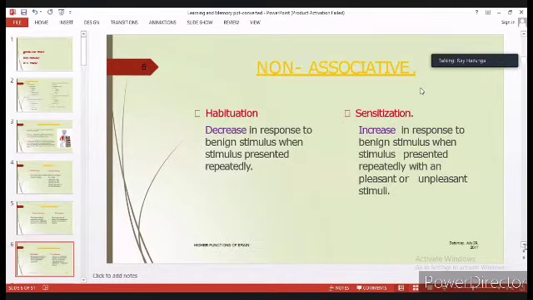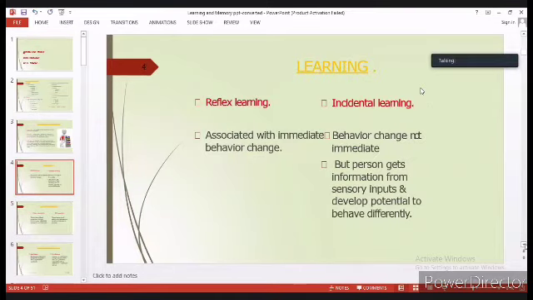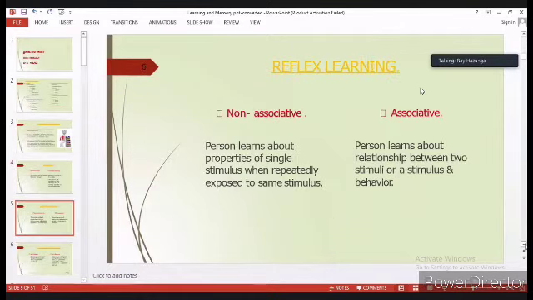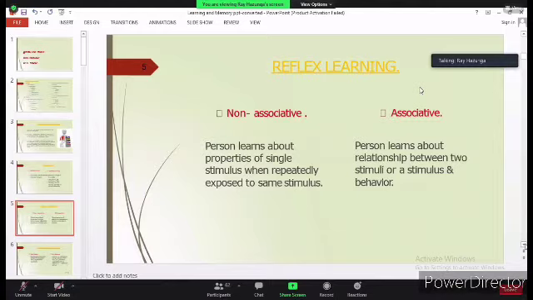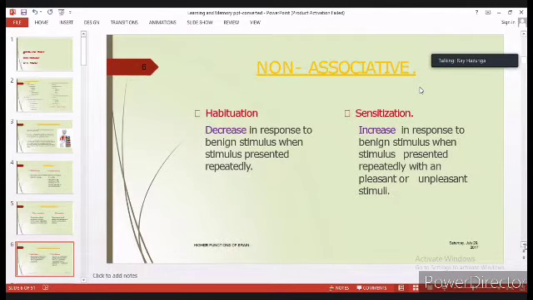Then the types of non-associative learning. For you here, what I would emphasize is that you know the two types of learning, reflex learning and incidental learning. Reflex learning is again subdivided into two types, non-associative and associative learning. For the non-associative type of reflex learning, you have habituation or sensitization. Habituation is when you have a decrease in a response to a stimulus.